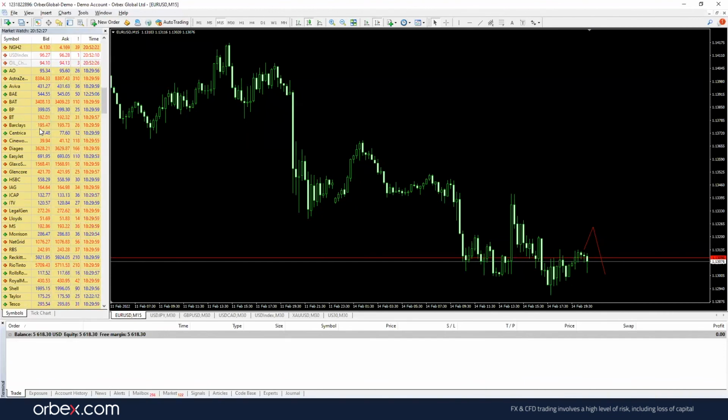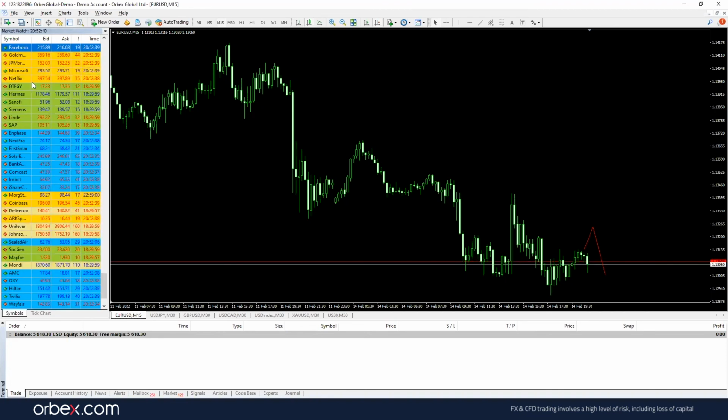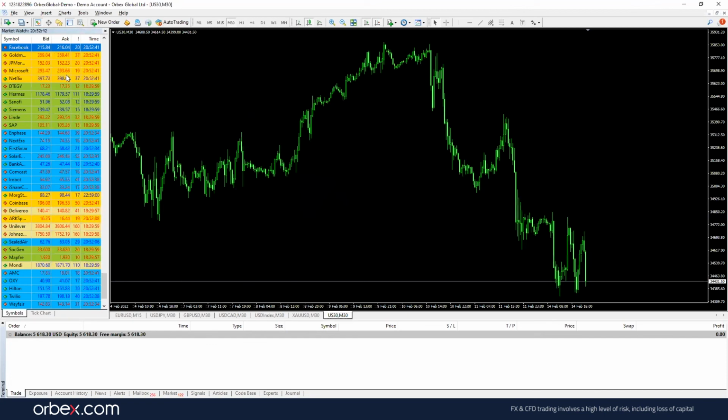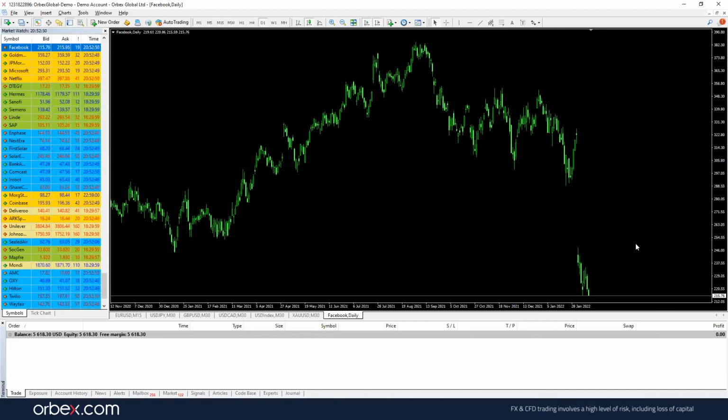Orbex does offer a vast amount of American and European stocks to look at, and lots of opportunities there as well. We've seen recently that Facebook, for example, did have one of their worst days ever when they missed subscriber numbers. And if we just take this back to a daily chart, as you can see here, we're hitting yearly lows on these prices.